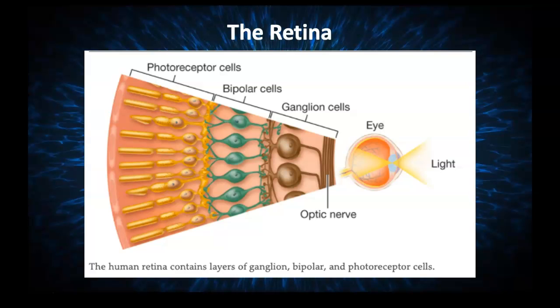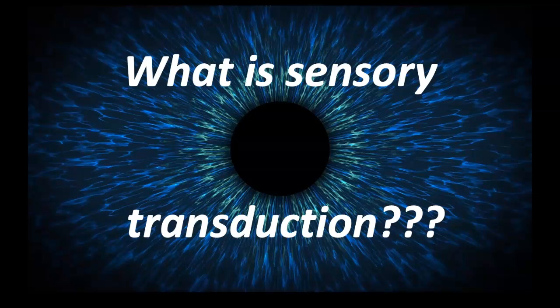When light enters, it travels towards the back of the eye, through the transparent bipolar and ganglion cell layers, to the photoreceptive layer. This is where sensory transduction occurs. So, what is sensory transduction? In order to understand transduction, first we need to know a bit more about photoreceptors.